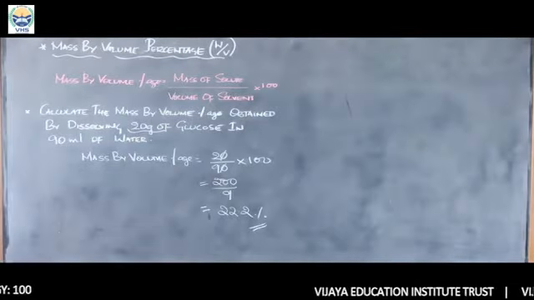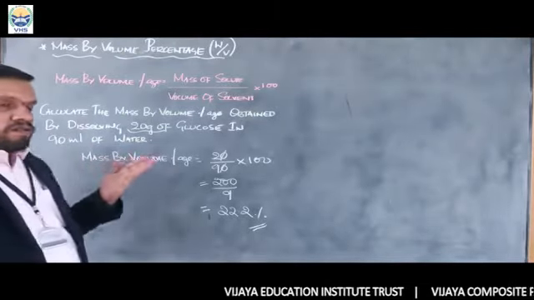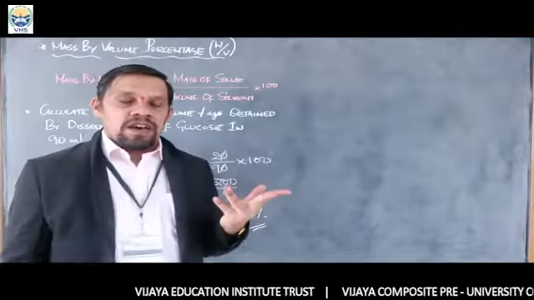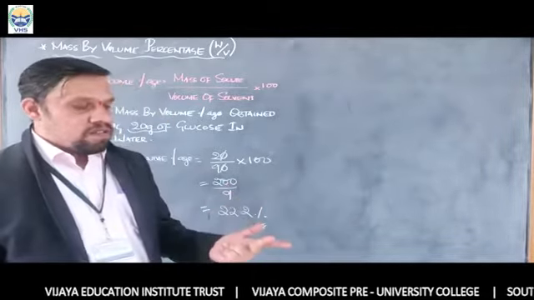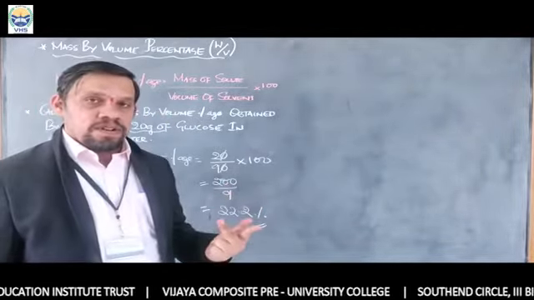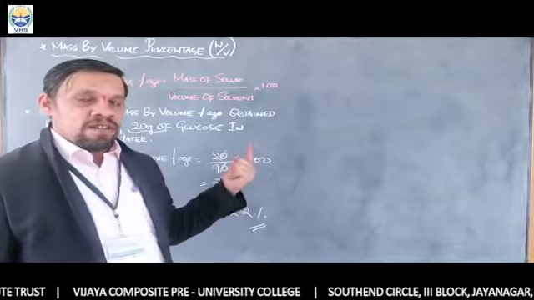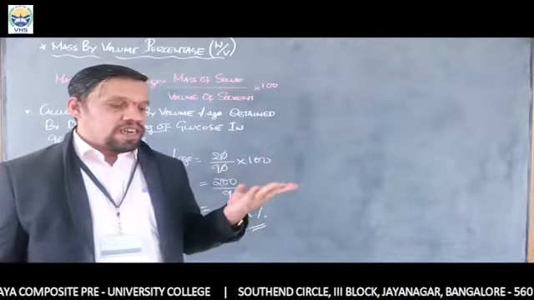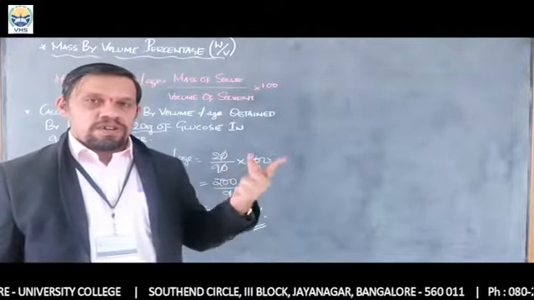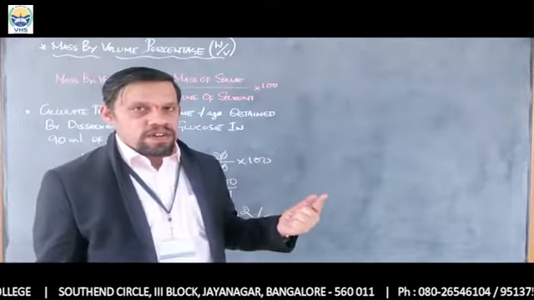Fine. So three ways. One is mass percentage. The other one is mass by volume percentage that we studied now. The other one is volume percentage. Three types: mass percentage, volume percentage, and mass by volume percentage.